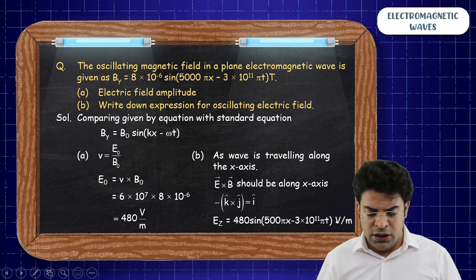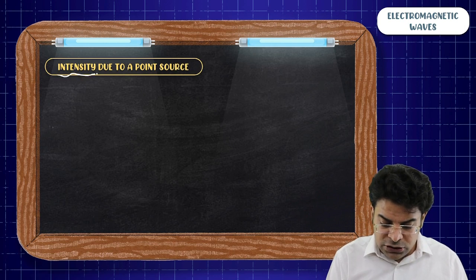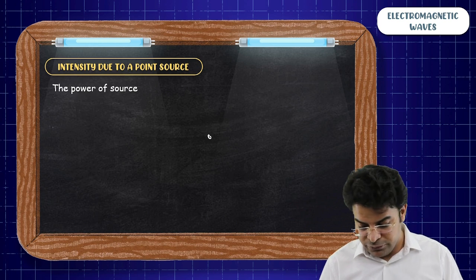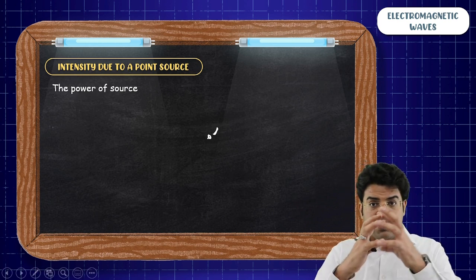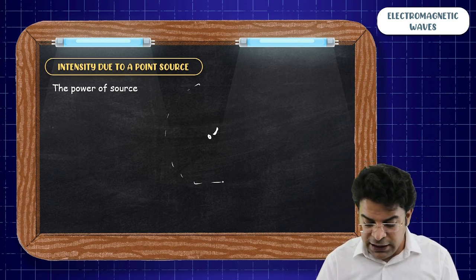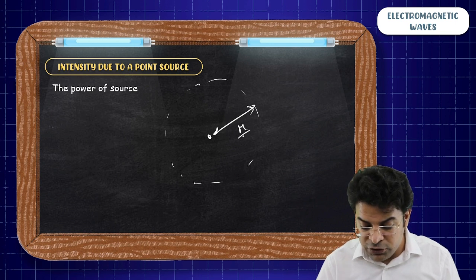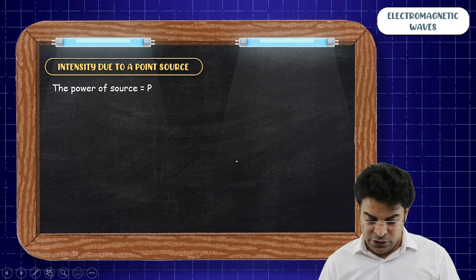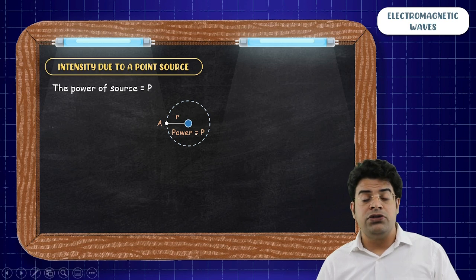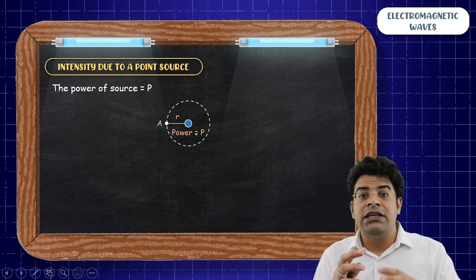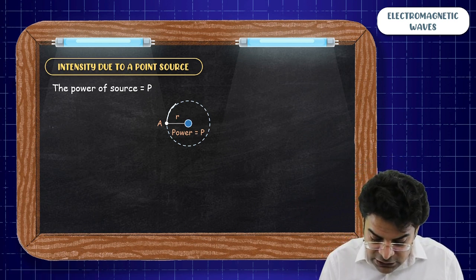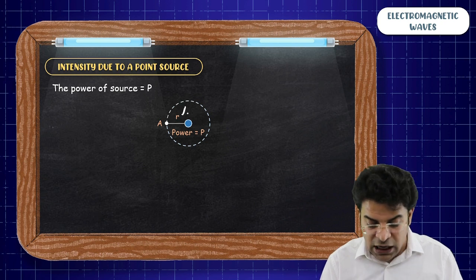Now let's talk about intensity of a point source at some distance r from it. So let's say we have a point source, and this point source gives out EM waves. We need to know what will be the intensity of the EM wave at a distance r from this point source. So how to find? Let's see. So let's say the power of this point source is P. So here we have a point source whose power is P. So the energy coming out of it per unit time is P. And let's say we need to find the intensity due to this point source at a distance r from it.